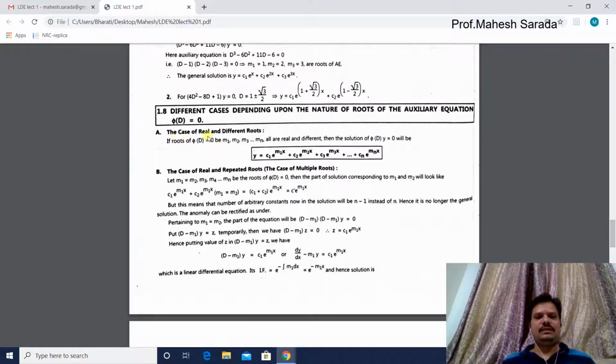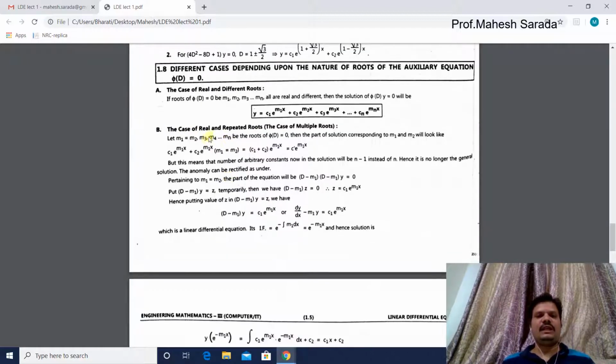In the first case, the roots are real and distinct, that is, different. For example, m1, m2, m3 are the real roots. Then its solution becomes y equals c1 e raised to m1x plus c2 e raised to m2x plus c3 e raised to m3x. So this is the solution for real and distinct roots.